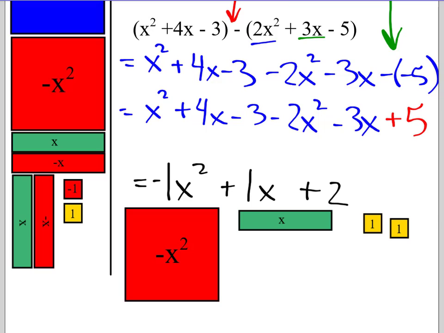And now if we collect like terms, x squared and negative 2x squared gives me negative 1x squared. 4x's minus 3x's gives me 1x. And lastly, negative 3 plus 5 gives me the plus 2. Okay, so there's nothing there that's really over the top, but you really have to pay attention to details.